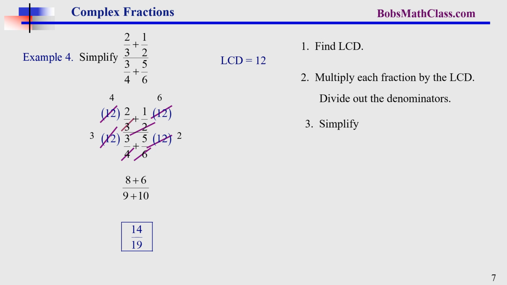The other way of doing this problem is by actually adding the fractions on top, 2/3 plus 1/2, and adding the fractions on the bottom, 3/4 plus 5/6. You therefore have only one fraction on top and one fraction on the bottom. Then you could do the division of one fraction divided by another fraction, type 1.